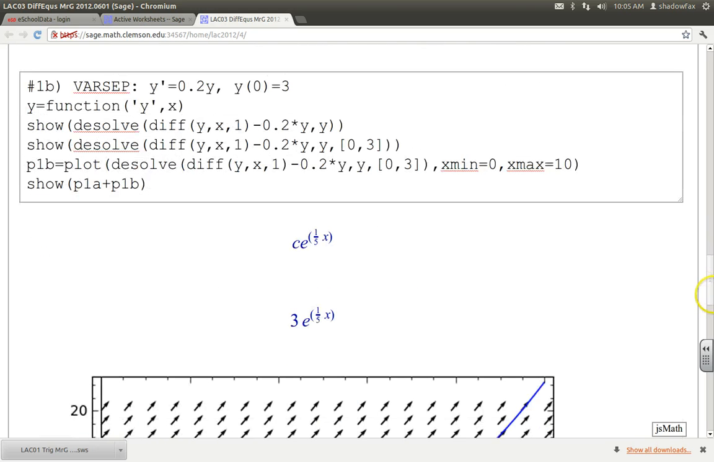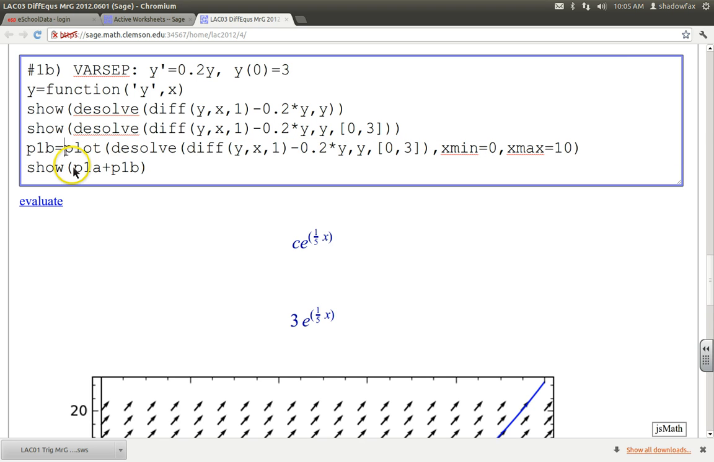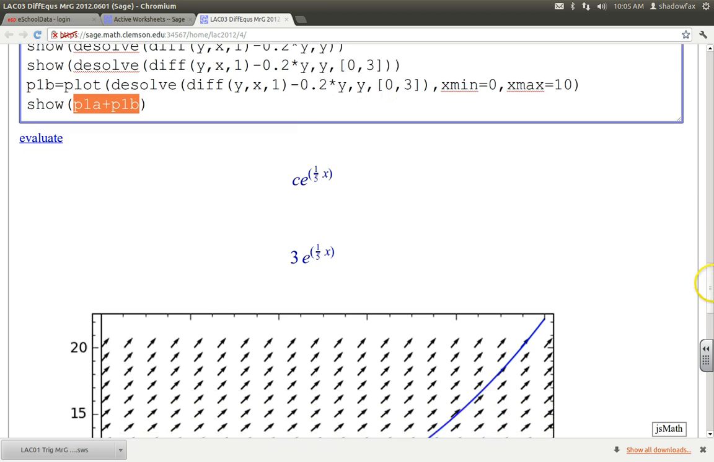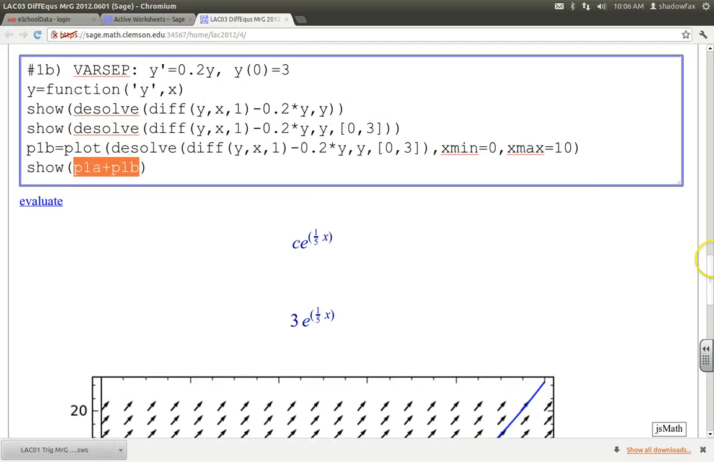Where did it go? I named this plot P1B so I can graph both of them together on the same domain, and it looks nice. So there you go. You got that? I want to do that with all three of them. That was 1A, 1B. Let's do 2B.